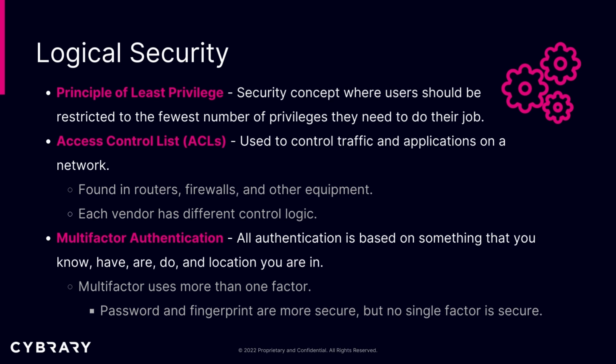We talked a little before about multi-factor authentication. All authentication is based on something that you know, something that you have, something you are, something you do, or the location you're in. What that means is if I have a password, that's something I know. If I have a badge that gets swiped over a card reader, that's something that I have. Those are different ways of authentication. To make your security tighter or more heightened, you use multiple factors. Each one of those is a factor. A password is a factor. A fingerprint by itself is a factor, but if you use both, it's multi-factor. So password and fingerprint are more secure, but no single factor is secure.